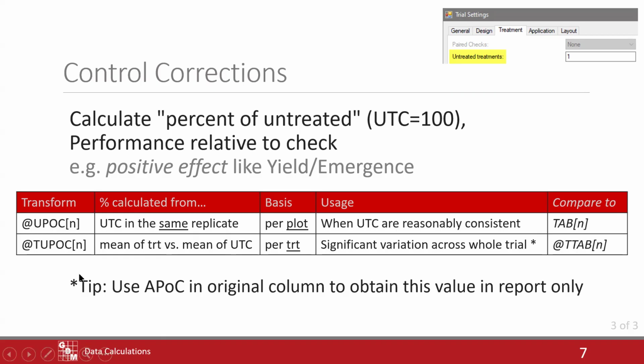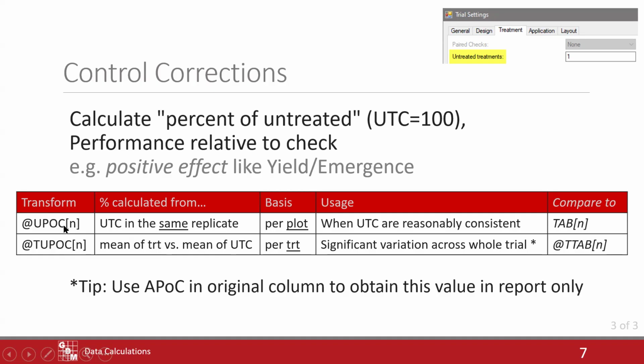So we kind of structured the slides here. So much like the Abbotts, we have the comparison relative to the check within my same replicate. So every plot has its own value. If you can assume the check is pretty consistent, that's your best bet. And so this one, you would use the code UPOC, percent of check.